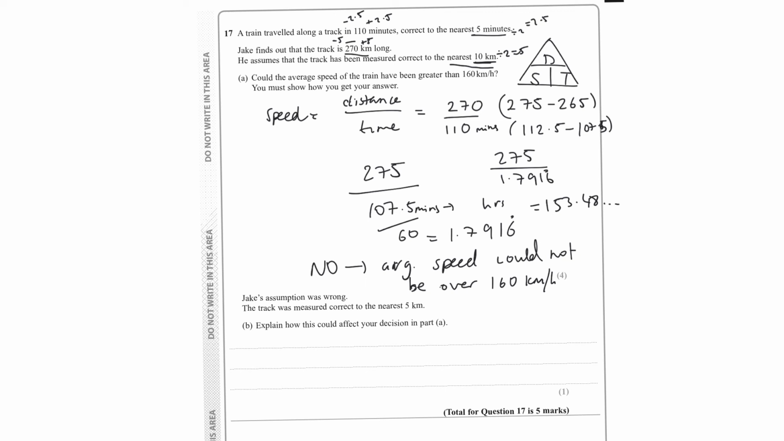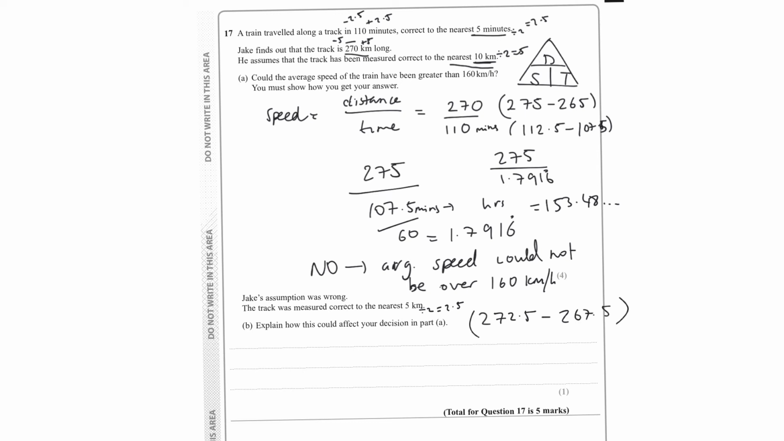So if it's to the nearest 5 kilometers, that means our range for our track would actually be from, so 5 divided by 2 is 2.5. So it would be add 2.5, which would be 272.5. Take away 2.5 would be 267.5. So that would be our range.